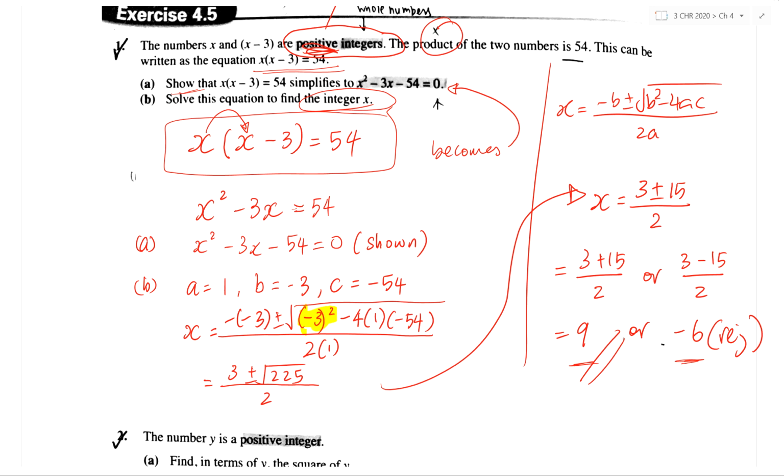The question did not ask you for this, but what do you think is the other answer? What is the other number? No, the other number. The first number is 9. X is 9. What is the other number? 9 times 9 is not 54. What is the other answer? The other number? 6. So 9 minus 3 gets 6. So 9 times 6 gives us 54.